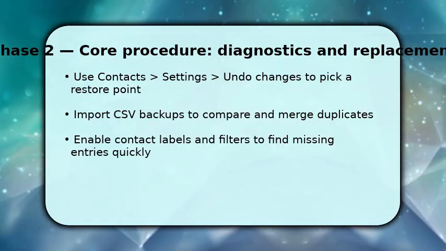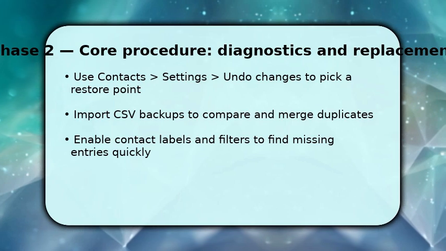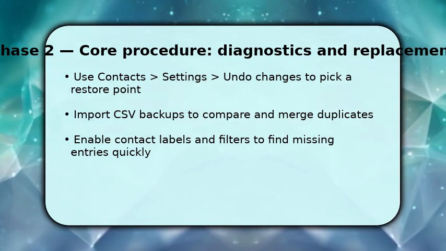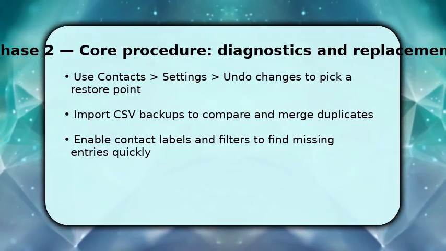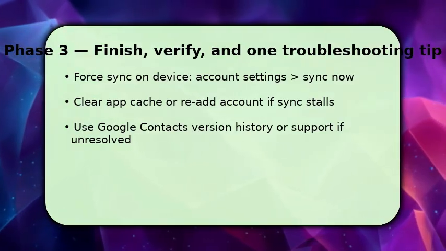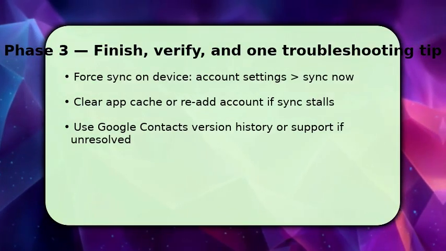Make sure to sync the device after each major change so you can verify the live status and catch any syncing conflicts early. You complete by forcing a sync on your phone or tablet. Open account settings and tap Sync Now, then verify updates in contacts.google.com. If sync stalls, clear the contacts or Gmail app cache or remove and re-add the Google account.